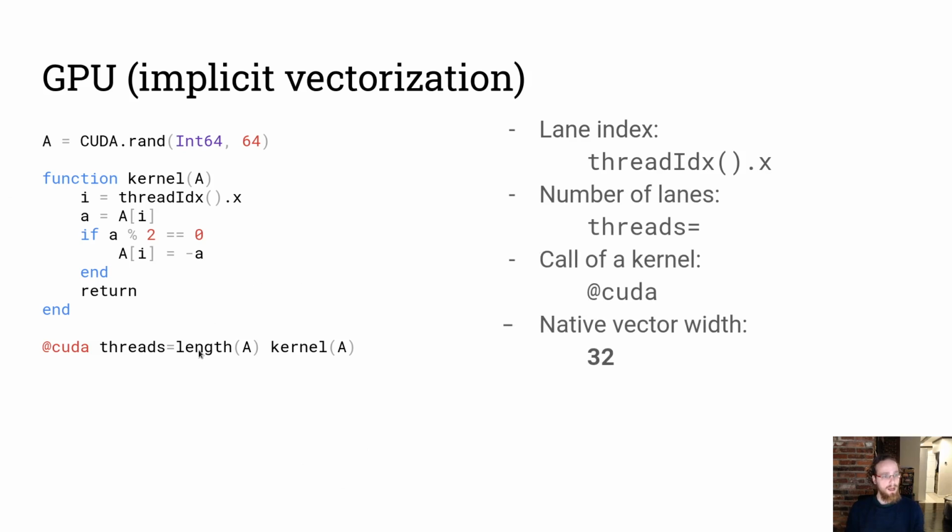Keep in mind that the warp width, or the native vector width, is 32. So where previously I used a vector width of 4, on the GPU it's always a vector width of 32. And so 32 lanes will always do exactly the same thing. And so if one of them diverges, all of them have to diverge. And so we go back to this issue of masking.